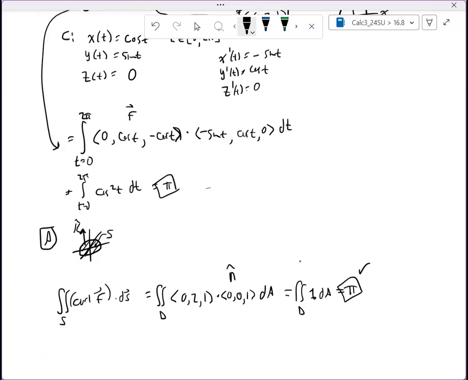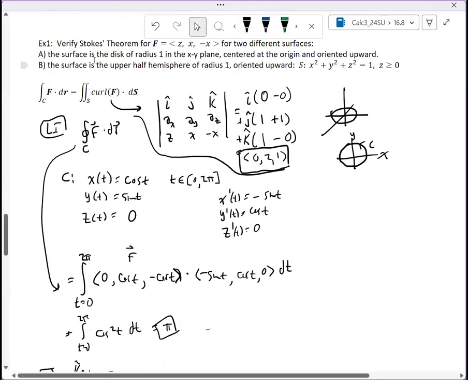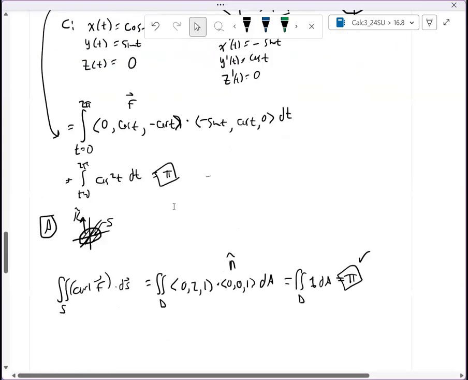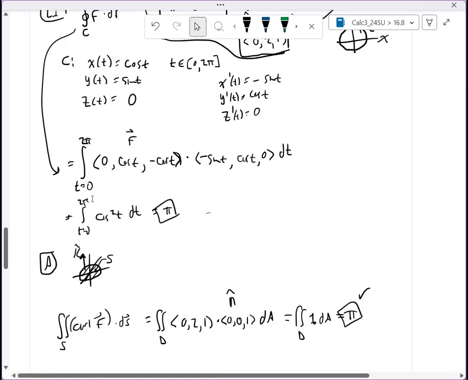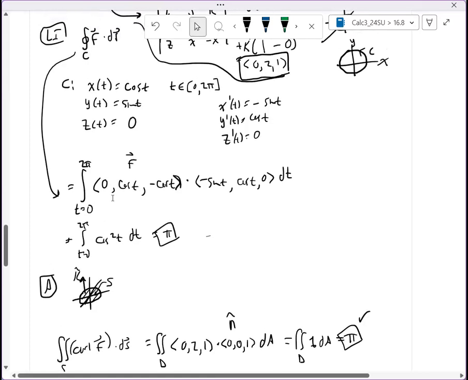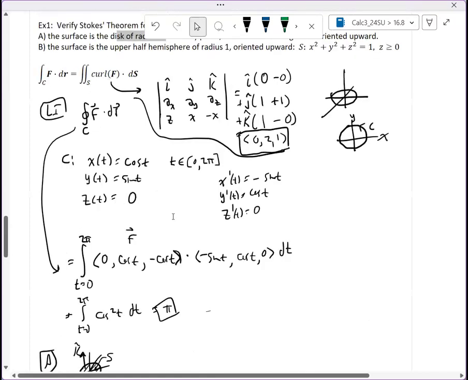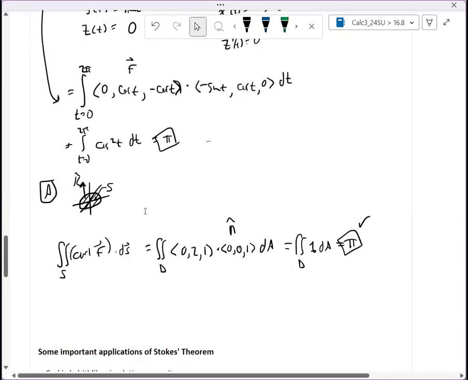So I verified Stokes' theorem for this surface, this disk of radius 1. I've shown that the surface integral over the disk of the curl of the field equals that line integral. So that was a pretty easy calculation to do, mainly because the surface was nice and flat, and we could find its area really easily.